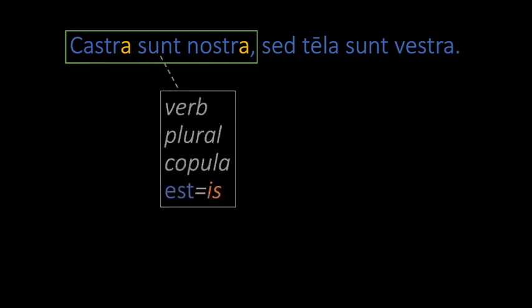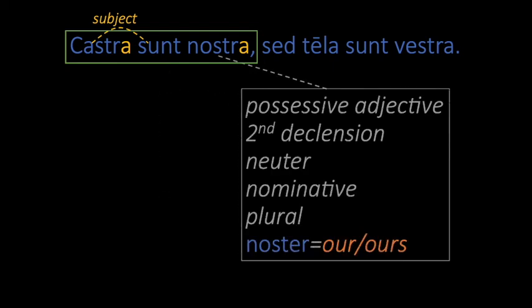Sunt is the verb to be, in the plural, to agree with castra. However, we will make the verb singular in English, since camp is singular, and translate it as is instead of are, so that the English is grammatically correct. Nostra is the nominative plural form of the base noster, which is the possessive adjective meaning our. Note that in any form other than the nominative singular, it loses the e before the r, so it is nostra and not nostera. Here it is acting as a predicate adjective. In English, when it is used substantively or in the predicate, we say ours instead of our, so we will render the phrase as the camp is ours.